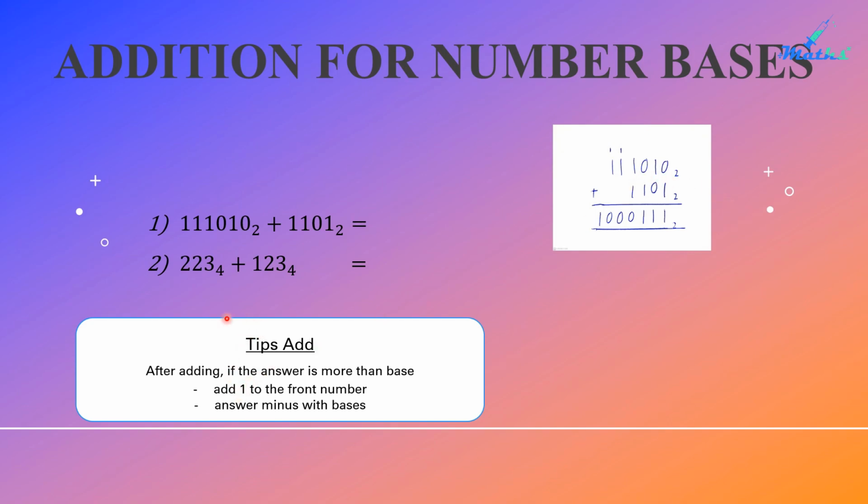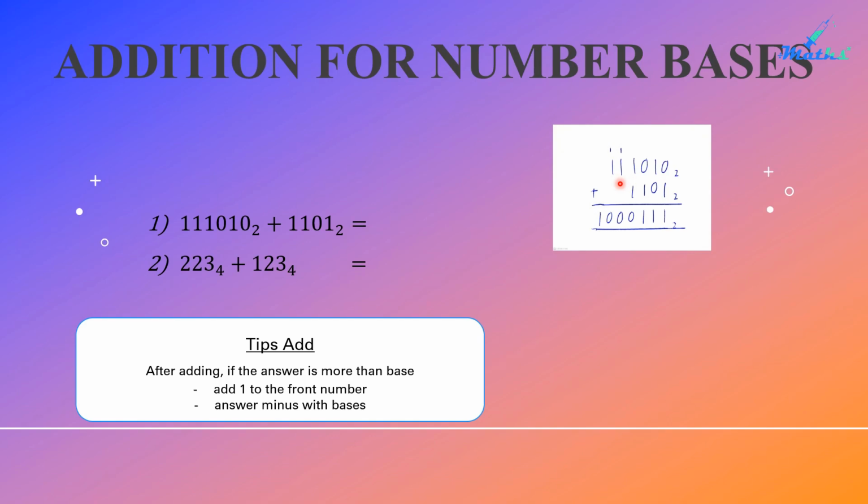So here, as you can see, tips: after adding, if the answer is more than or equal to the base, here it is equal to 2, you need to add 1 to the front number. See, I put a small 1 here. So I add 1 here, and the answer I will minus with the base. The answer here I get is 2. 2 minus 2 is 0. So here, see, I get a 0.